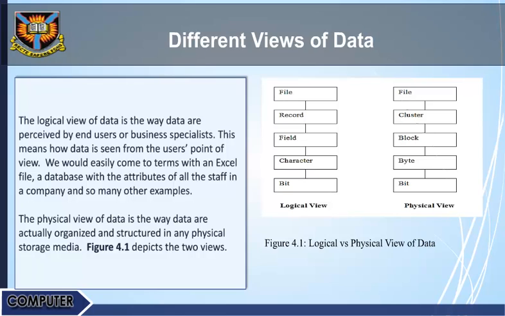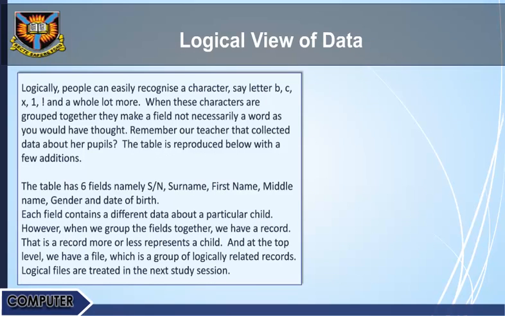Figure 4.1 depicts the two views. Logical view: file to record, to field, to character, to bit. Physical view: file to cluster, to block, byte, bit. Logical view of data. Logically, people can easily recognize a character, say letter B, C, X, 1, exclamation mark, and a whole lot more. When these characters are grouped together, they make a field, not necessarily a word as you would have thought.